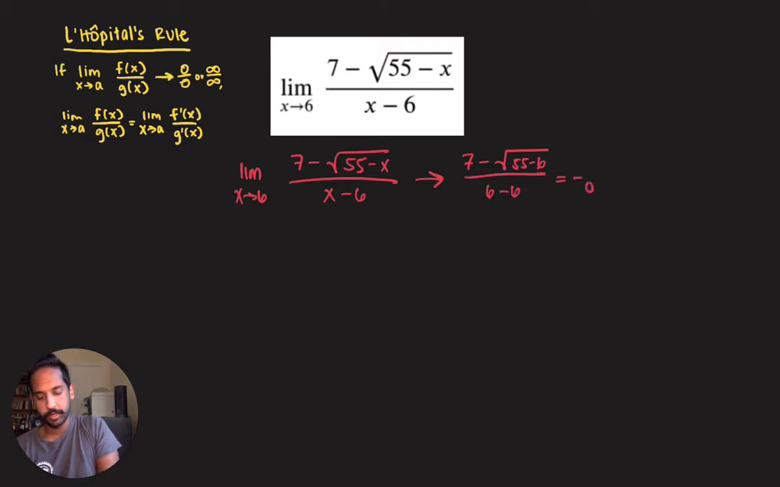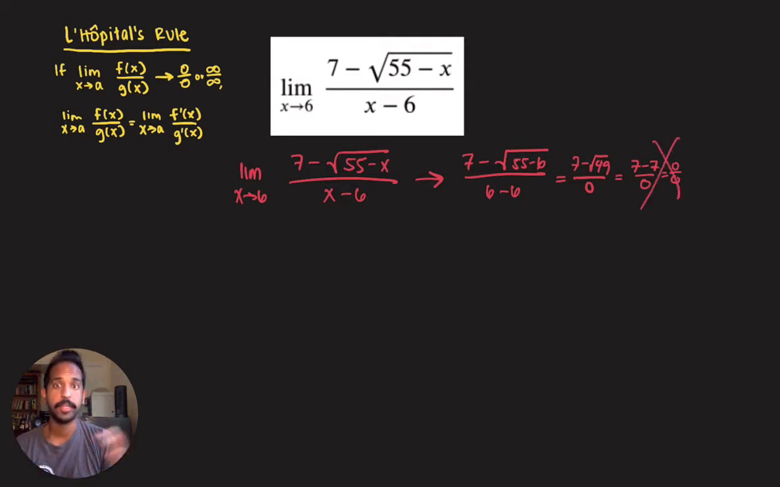Now the denominator is going to be 0. 7 minus the root of 49, which is 7, so it equals 7 minus 7 over 0, which is 0 over 0. Okay, bad news. Since we know that this is not possible, we can't have 0 over 0, we're going to cross it off. It's not true. That limit does not equal 0 over 0, so we're just going to cross off that section.